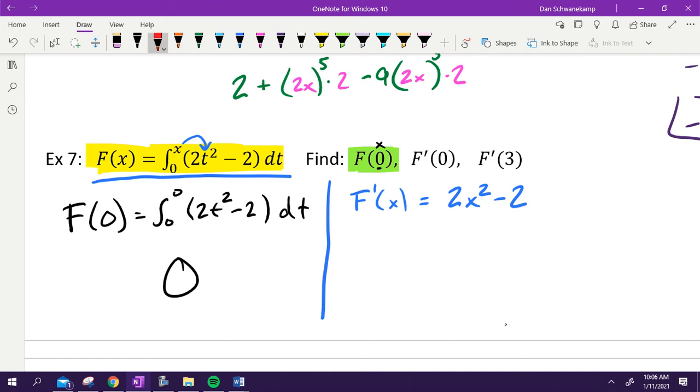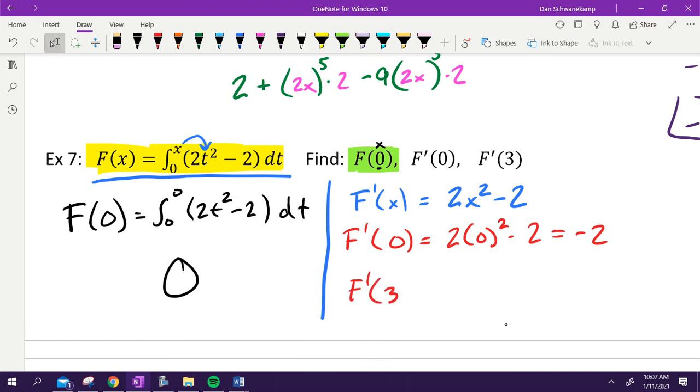Now what we're going to do is find f prime at 0. Show me with your fingers. What is f prime at 0 going to get you? Negative 2, because I'm just plugging in 0 here. 2 times 0 squared minus 2. Oh, it's negative 2. If I found f prime at 3, 2 times 3 squared minus 2. 3 squared is 9, times 2 is 18, minus 2, 16.